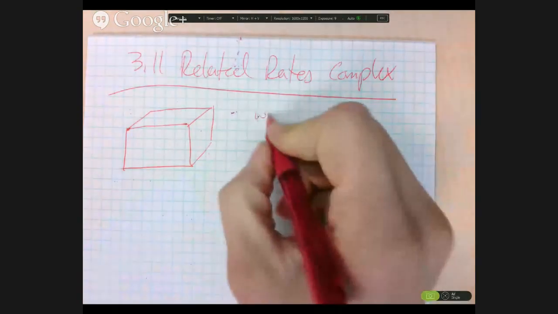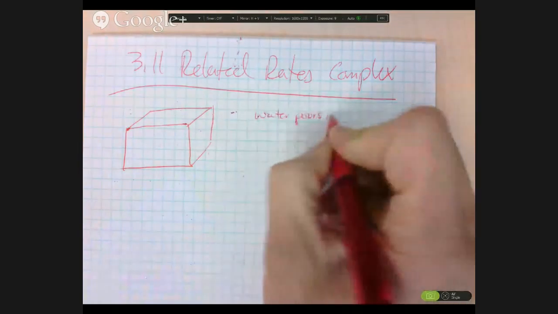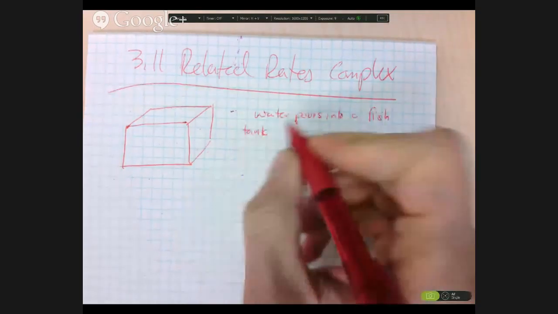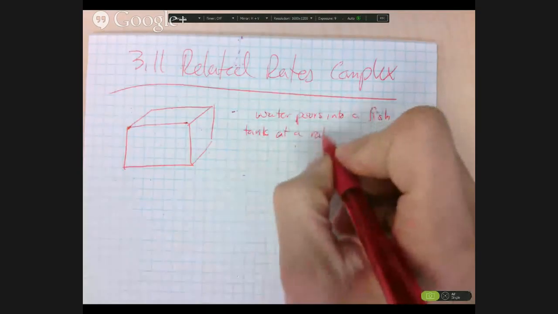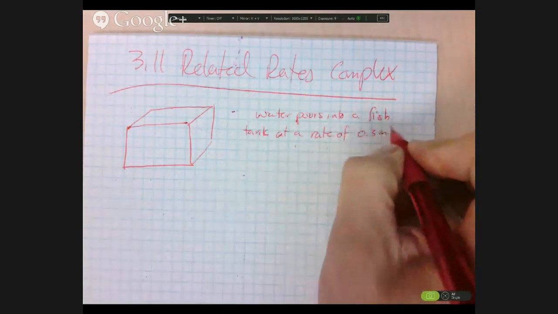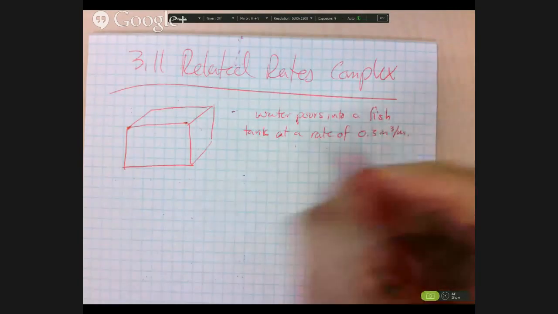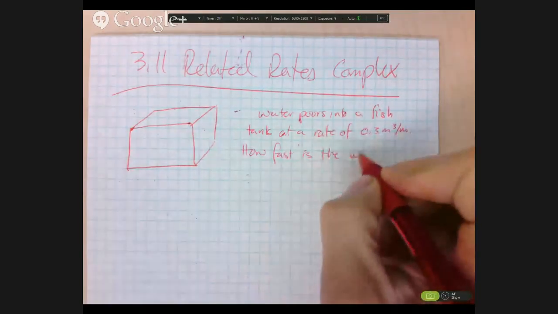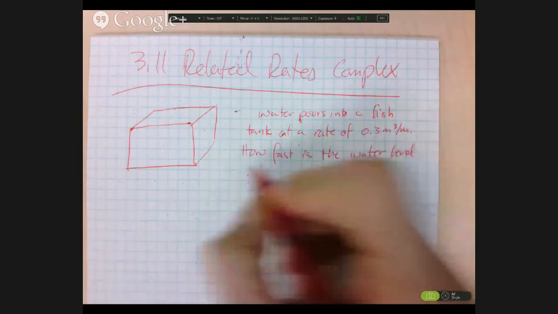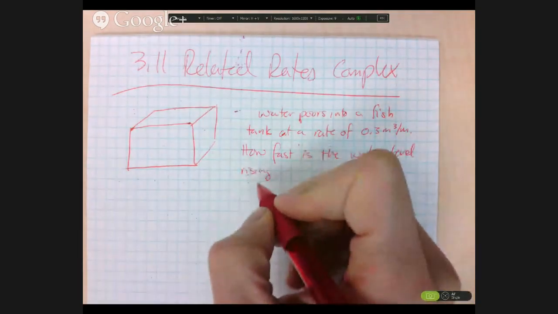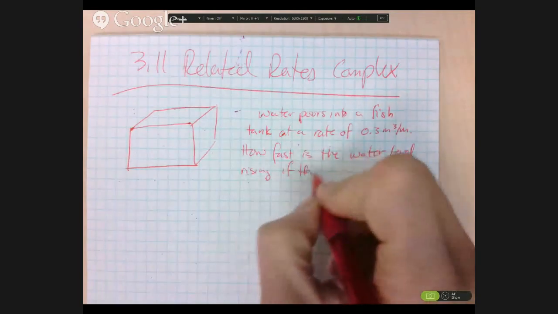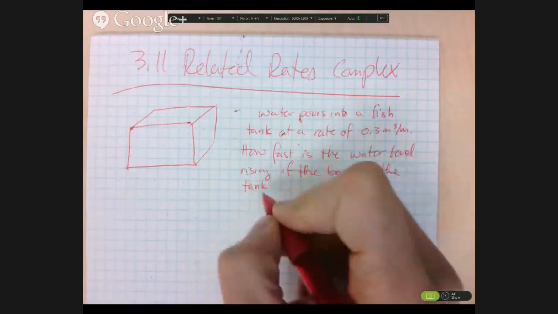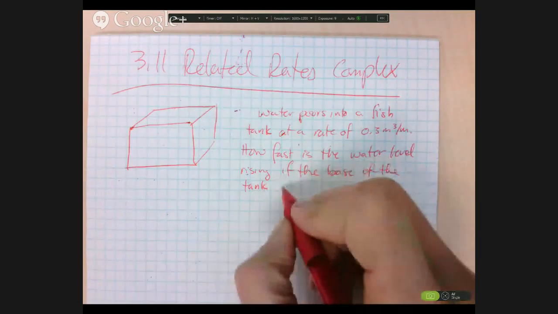So water pours into a fish tank at a rate of 0.3 meters cubed per minute. How fast is the water level rising if the base of the tank is a rectangle 2 by 3 meters?